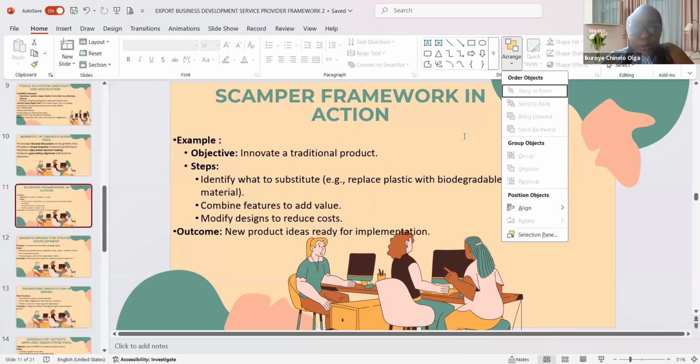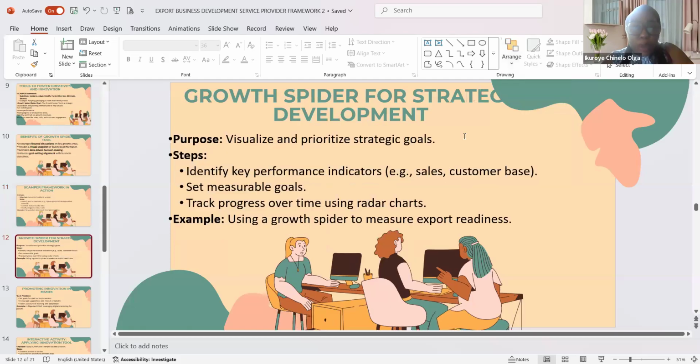I would like us to have this example. Now, maybe you can take note of it. I'll send the slides. You can take note of it, and later you can go through it.